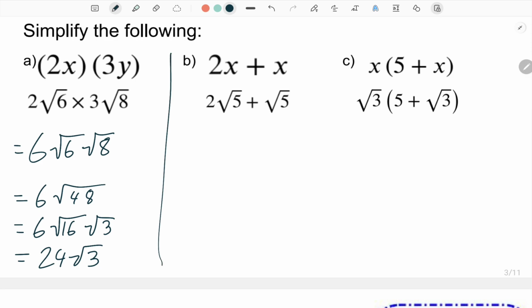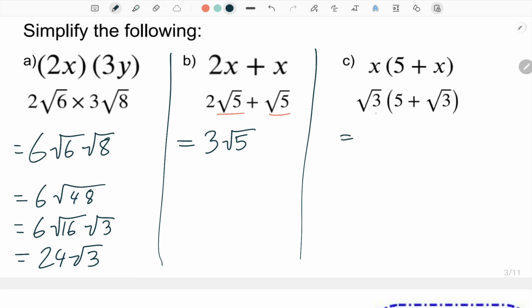So 2 root 5 plus root 5. Again, just pretend that's like your x. You're in a sense collecting like terms. So we actually have 3 root 5s, just like we had 3x's before. And if you had two different radicals, like if this was a root 6 instead, well, root 6 is not the same as root 5, so you couldn't do this kind of thing.